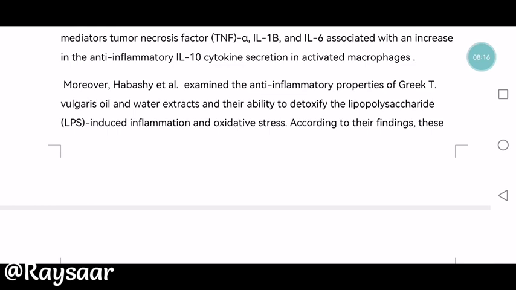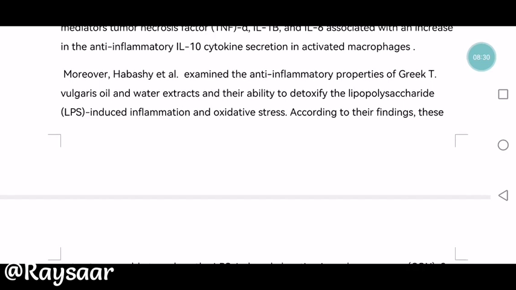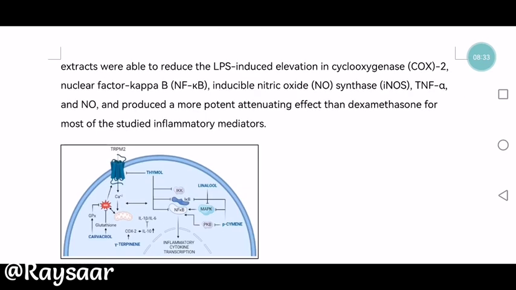Moreover, Kuspe et al. examined the anti-inflammatory properties of Greek Thymus vulgaris oil and water extract and their ability to reduce inflammation and oxidative stress. According to their findings, these extracts were able to reduce the lipopolysaccharide-induced elevation in cyclooxygenase 2, nuclear factor, and inducible nitric oxide synthase, and produce a more potent effect for most of the studied inflammatory mediators.